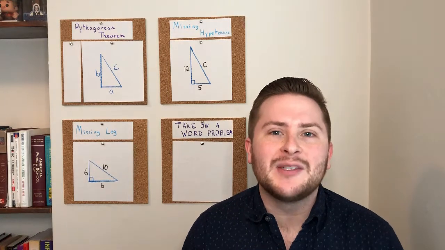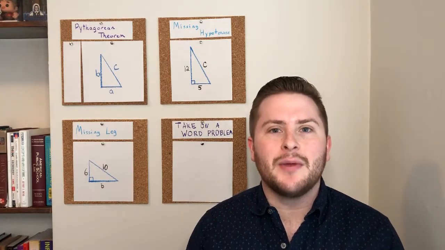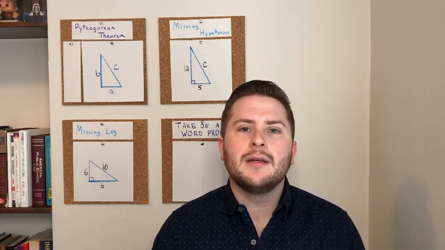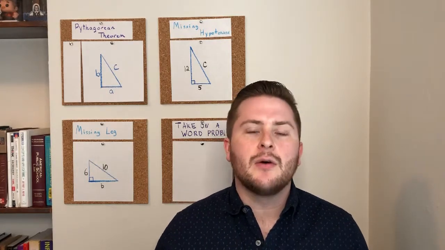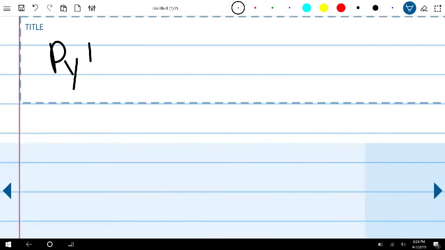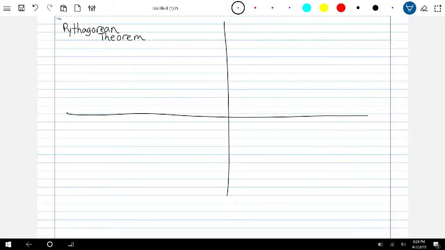Hi everyone, and on one last problem today, I'm going to show you how to use the Pythagorean Theorem at a very, very basic level. So what I want you to do is, on your notebook paper or wherever you're taking notes, cut your page into 4 equal sections, and I want you to label the first one, Pythagorean Theorem. Make sure you know how to say this because it makes you sound smart.